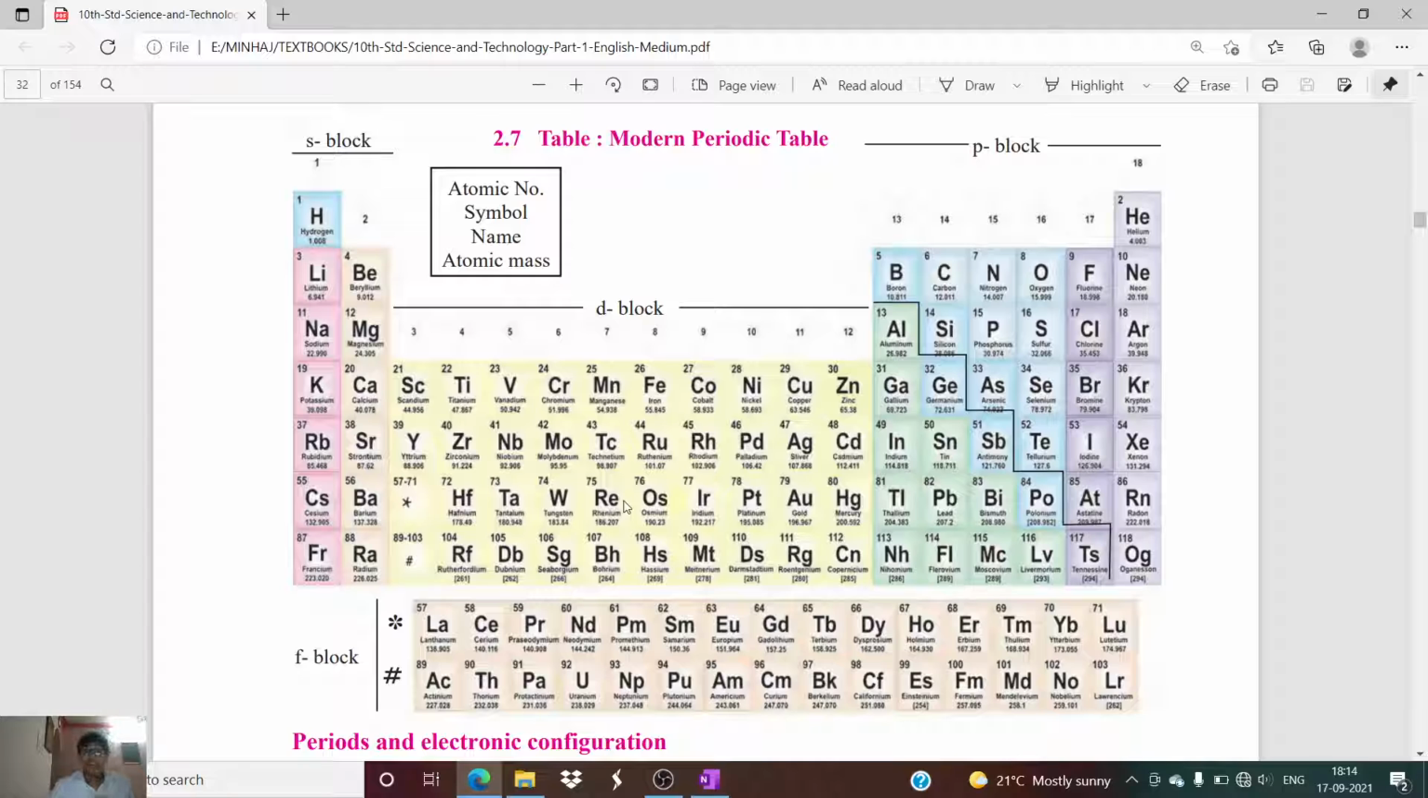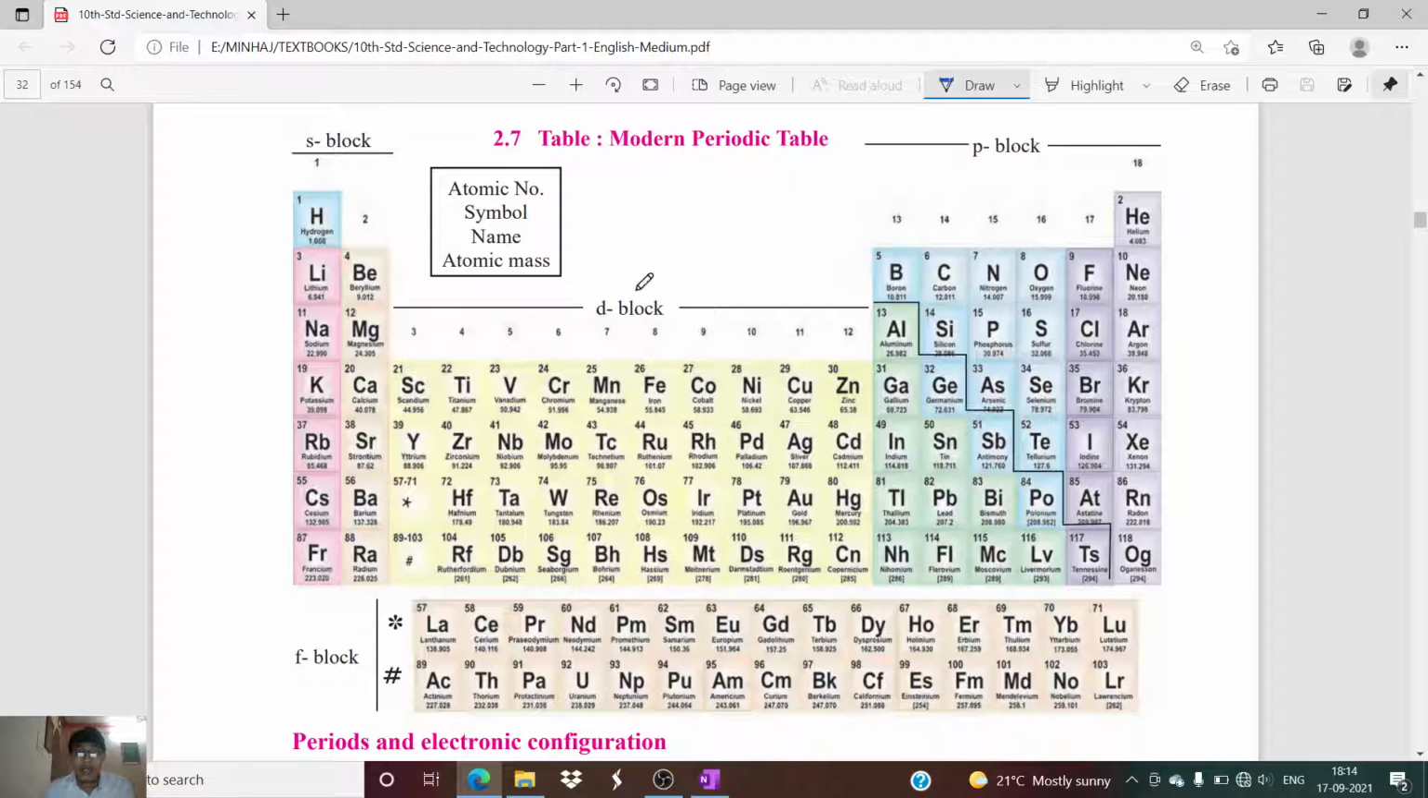In the previous lecture we studied the structure of this table. We have seen different types of blocks in the table. We know about the periods and groups, and we also know about the series, that is the lanthanide series and actinide series. Now in this lecture we are going to study the electronic configuration and the significance of electronic configuration in the modern periodic table.